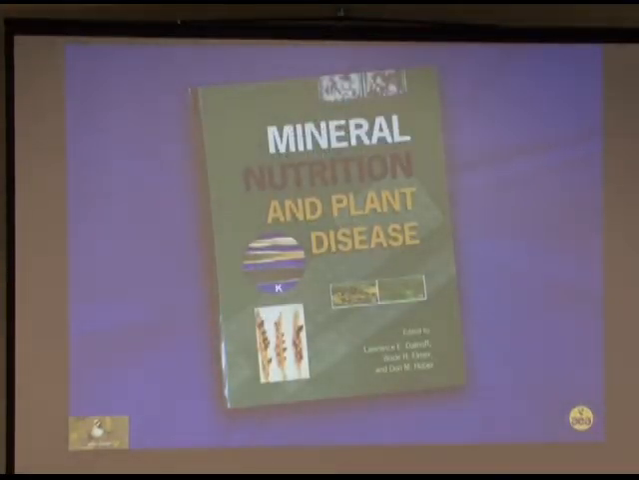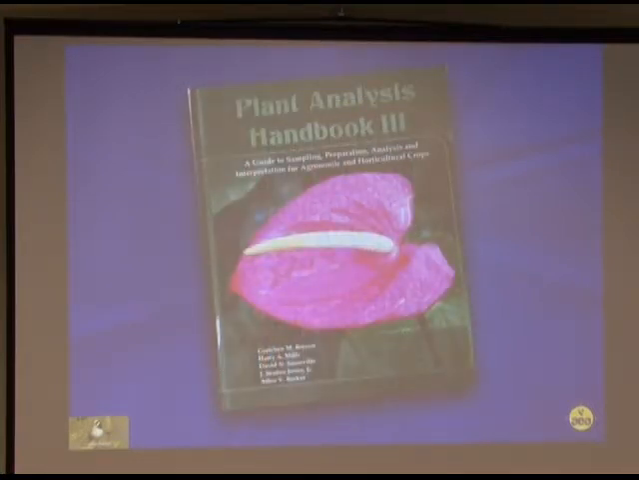The second is Mineral Nutrition and Plant Disease. This book identifies many of the correlations between specific disease pathogens and specific nutrient imbalances. And the third is the Plant Analysis Handbook. These 3 books in combination are kind of the library, if you will, where a tremendous amount of research has been amalgamated and put together into a very concise, very clear format. I reference these books almost more frequently than I do almost all the other books in my library combined.